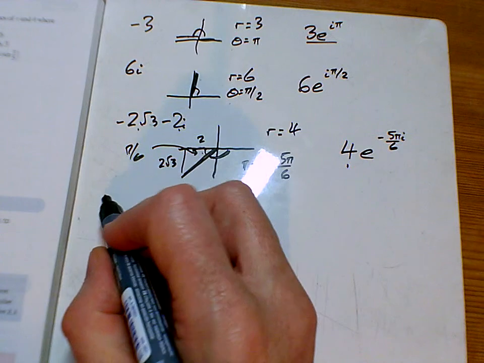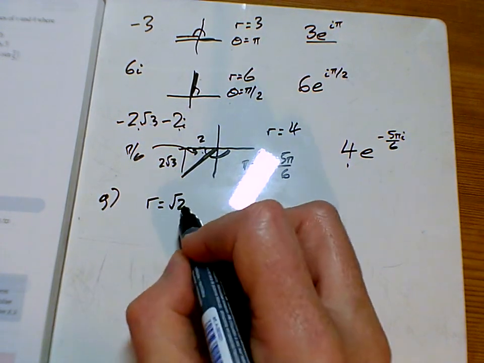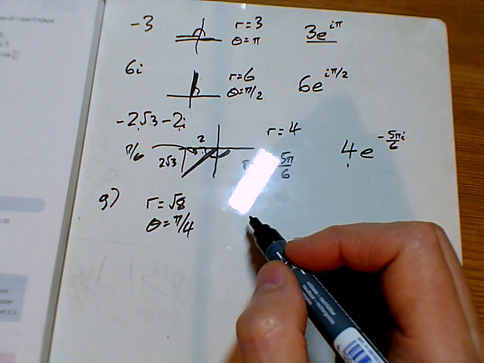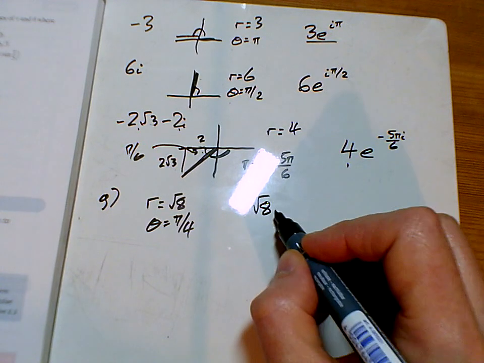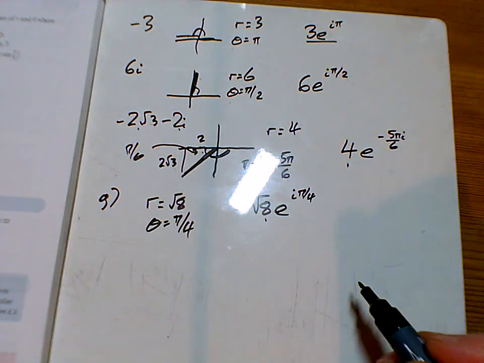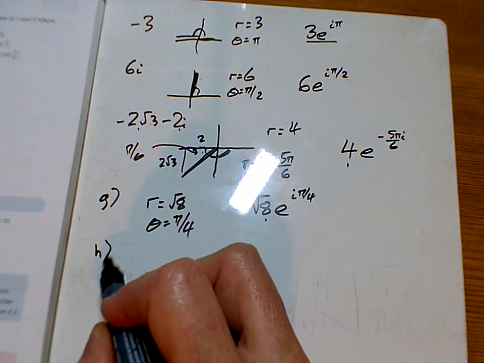For G, I think I can see the answer straight away, that r is just root 8 and theta we've been told is pi over 4. And so that one I could write down straight away as just root 8 e to the i pi over 4. Perhaps I'll change the root 8 into a 2 root 2. It depends whether I had to simplify it at all.